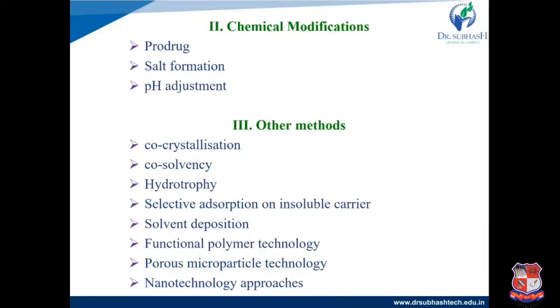First we have seen the physical modification. The second is chemical modification. In that, approaches like prodrug, salt formation, and pH adjustment are used. Prodrug means the conversion of the drug into a more soluble prodrug, and in this way we can improve the solubility.